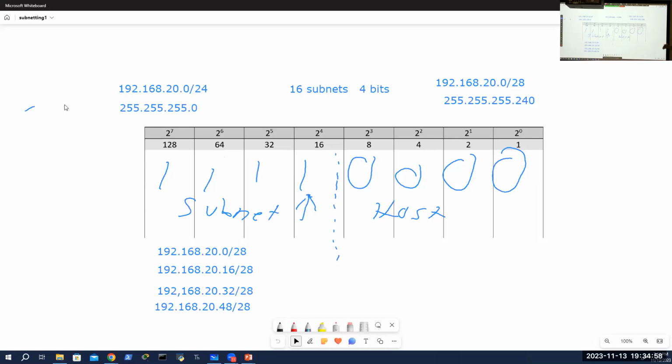So that's how you enumerate your subnets. Once you get the subnet mask, your first subnet is always the same as your original network ID with the different prefix. And then all the subsequent ones are just increments of the rightmost bit field when you put those bits in the table.